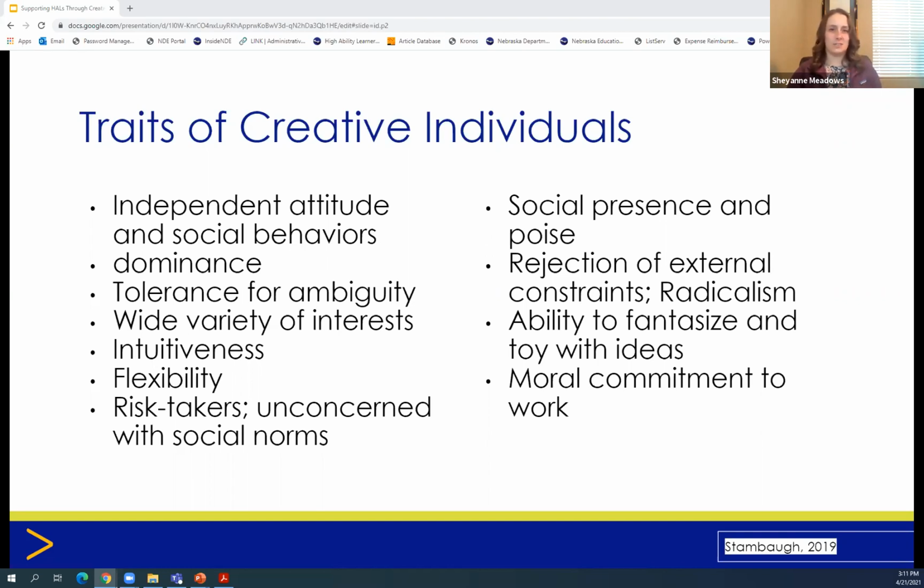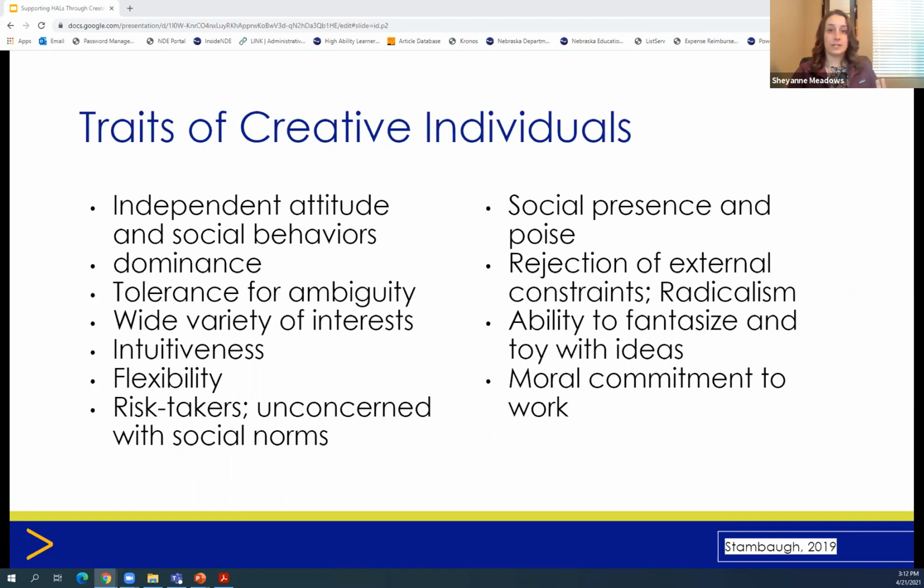We all know those gifted kids who need hard and fast answers and everything is in black and white. Some of those kids can really tolerate some of that ambiguity and wrestle with questions that may not have a concrete answer. They also show a wide variety of interests usually, intuitiveness, very flexible. And another big one is being able to take risks, because we know that new or novel ideas may not always succeed. And so they have to be able to take those risks on something they know may not be correct.